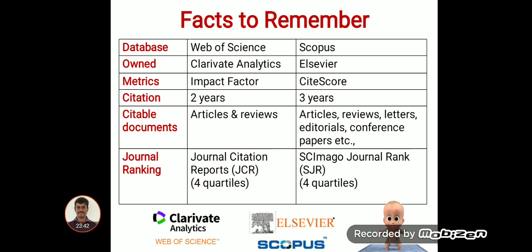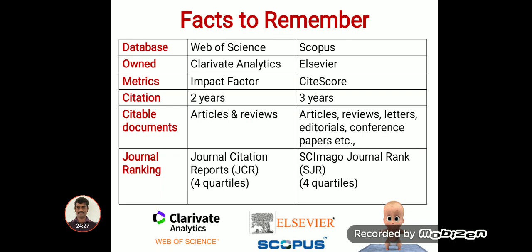In Web of Science, citations is calculated for the previous 2 years, whereas in Scopus, the citation is calculated for the previous 3 years. In Web of Science, the citable documents are articles and reviews only, whereas in Scopus, articles, reviews, letters, editorials, conference papers, etc. all are counted for the citation. Web of Science gives a Journal Citation Report which has the 4 quartiles, JCR, whereas the Schemago journal rank, SJR, is given by Scopus.